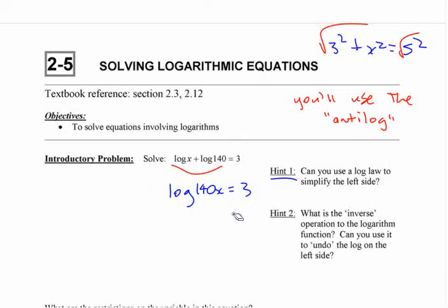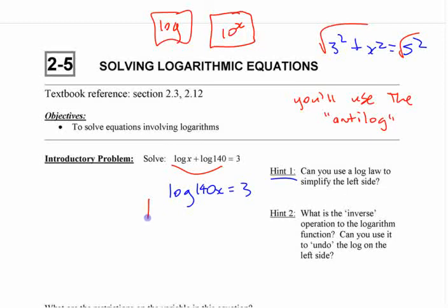And just like anything else, you use the inverse. The inverse of taking the logarithm, right? The inverse of the logarithm button on your calculator is this button. They call it the anti-logarithm button because that's a lot shorter than saying what we're going to do here.